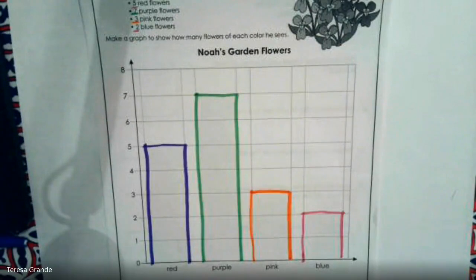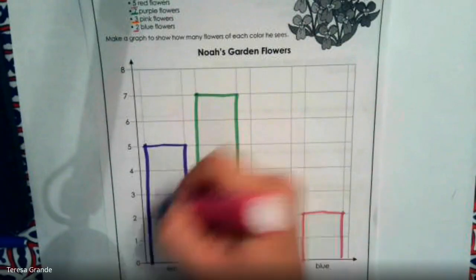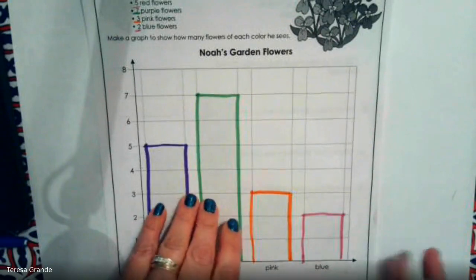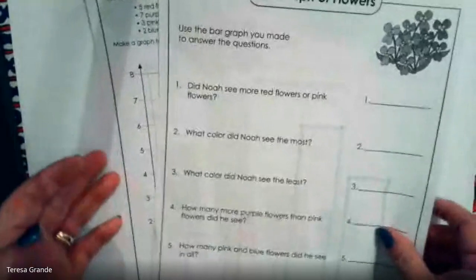All right, so you see that. So there's our bar graph. You can always color them in so you can see them a little bit better if you want. You don't have to. The reason why I didn't is so my marker doesn't go through the back. All right, now we're going to answer some questions, even though my marker did go through a little bit.